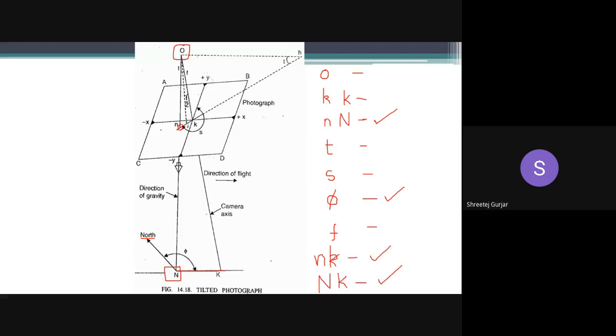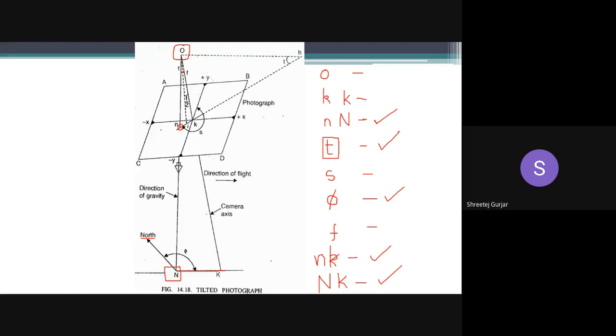Then what is this T? T is very easy. T is which angle? T is over here, this particular angle. Can anyone answer the name of this angle? It starts from T itself. Tilt angle. Very good. It is the tilt angle.